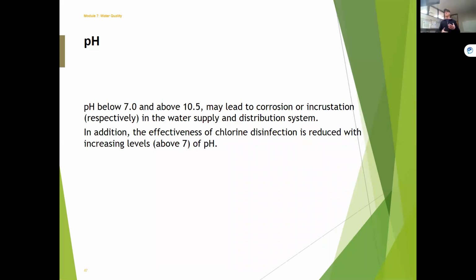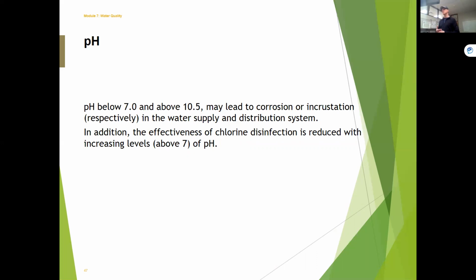Some big things here to think about and make little notes about is pH below 7 and above 10.5 may lead to corrosion or incrustation of your water system. Again, this is that scale forming versus corrosive of your pipe. So for me personally, I like a little bit of scale forming. That makes a whole lot more sense. But be careful with this. You want that as neutral as you can, but you don't want it to be very aggressive or corrosive.